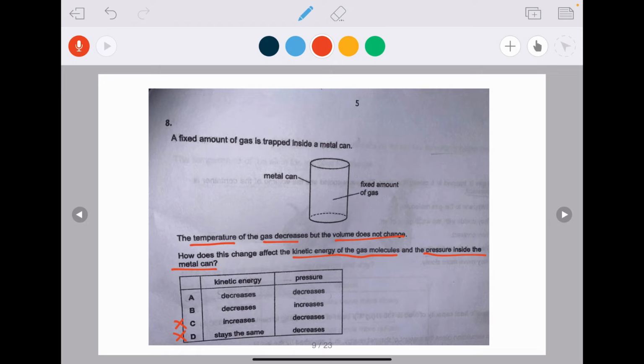Now if there's less temperature and less kinetic energy, that means the movement of molecules will be slower. This means there will be fewer collisions inside the metal can, which means that overall the pressure will decrease. So if kinetic energy is decreasing, that means pressure is also decreasing. So the answer for question 8 will be option A.